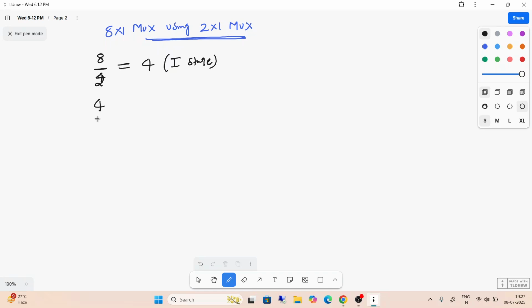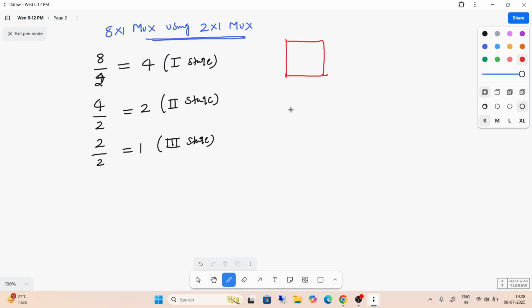Next, 4 by 2 is equal to 2. This will come in the second stage. And next, 2 by 2 is equal to 1. This will come in the third stage. Total 7 muxes are required. So in the first stage you have four 2 cross 1 muxes.